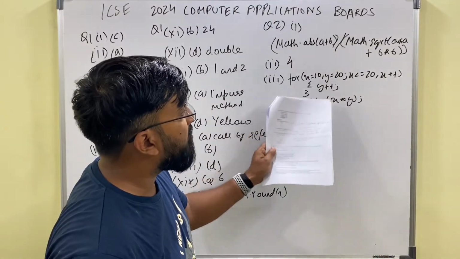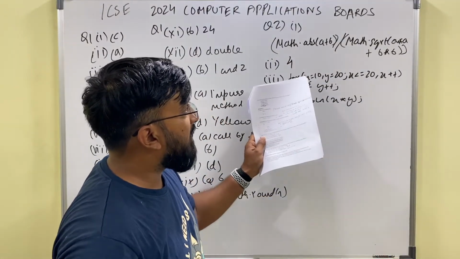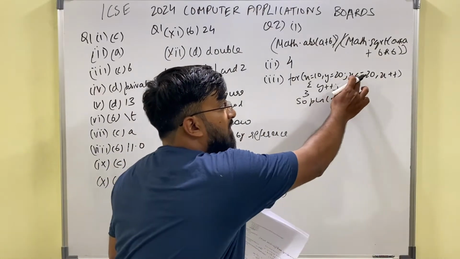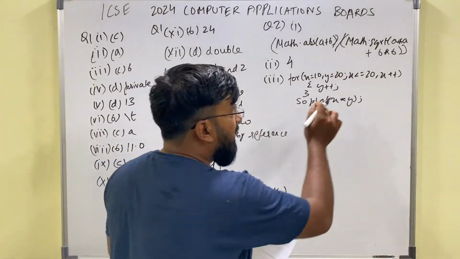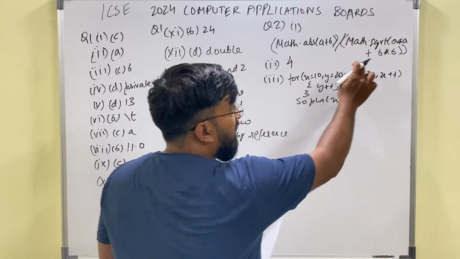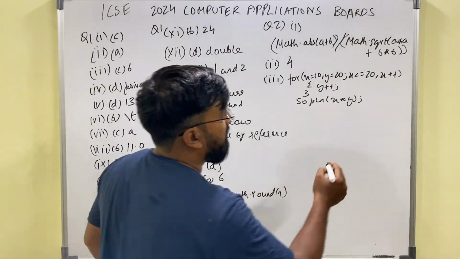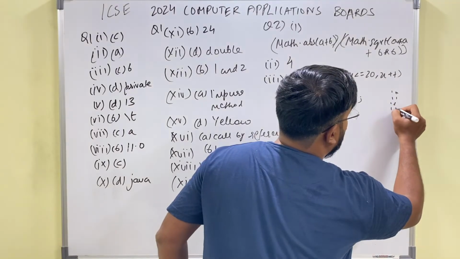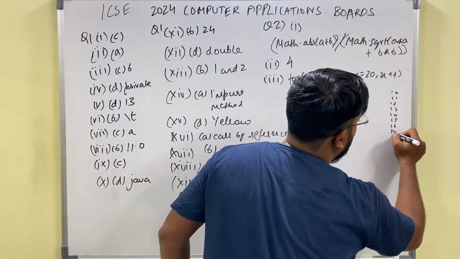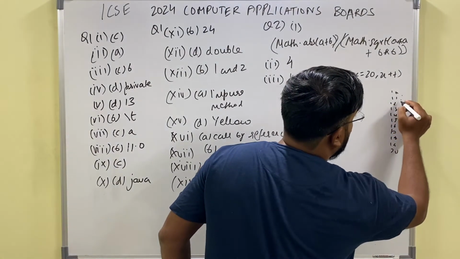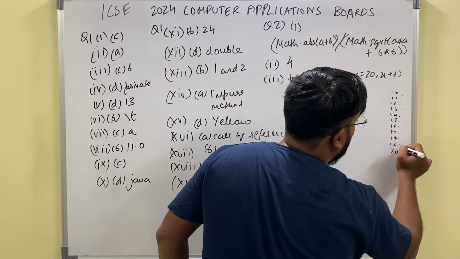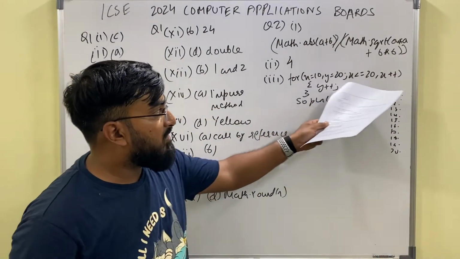X starts with 10, x less than equal to 20. So x starts with 10, goes till 20, runs for 20 as well, right? When x is 20, this runs. X becomes 21, this stops. So from 10 to 20 it runs: 10, 11, 12, 13, 14, 15, 16, 17, 18, 19, 20. That is 1, 2, 3, 4, 5, 6, 7, 8, 9, 10, 11. Okay, 11 times this loop runs.